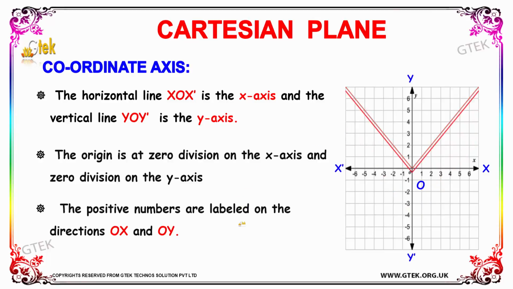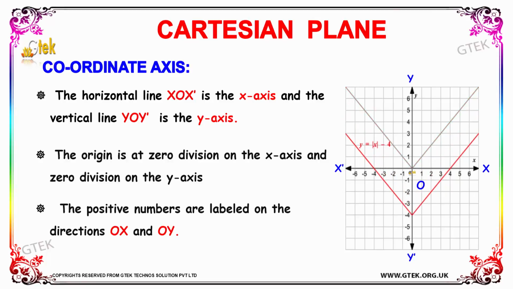Now let's look into this one in a deeper manner. The horizontal line, that is X'OX, is the x-axis, and the vertical line, that is Y'OY, is the y-axis. The origin is at 0 division on the x-axis and 0 division on the y-axis. You can see the point of origin over here.